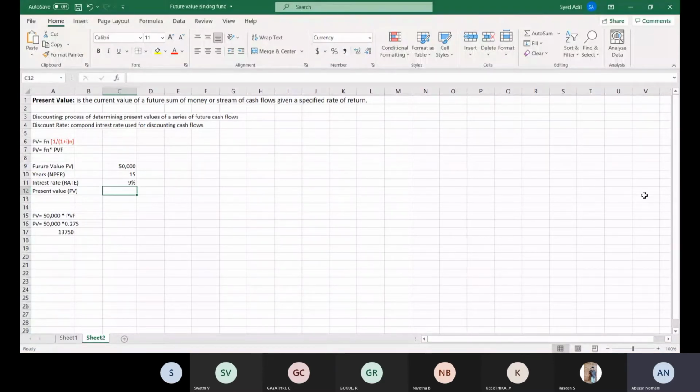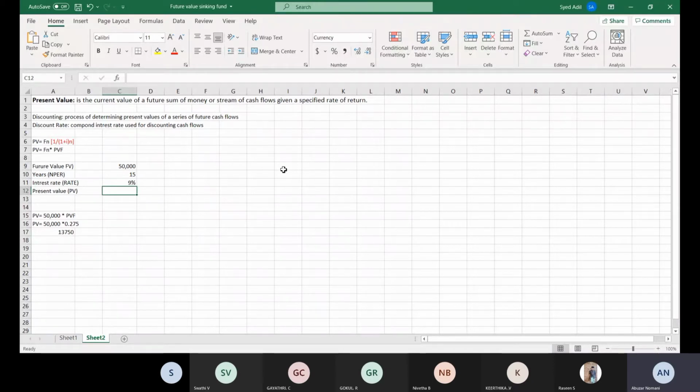Here you can see that discounting is the process of determining the present value of a series of future cash flows. Discounting is just the opposite of compounding. What we have done in the future value of cash flows is compute the compounding factor. Here, in the case of present value, we are going to find out the discounting factor, the process of determining the present value of a series of future cash flows.